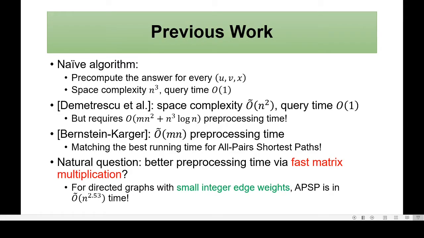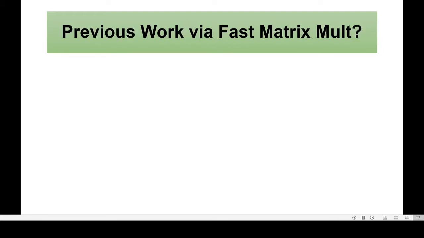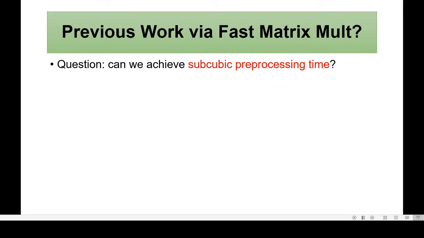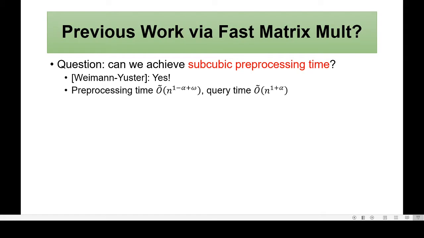However, if we assume the graph has small integer edge weights, then uphill shortest path can be solved in subcubic time by using fast matrix multiplication algorithms. So there is a natural question. Under the same assumption, can we build a DSO also in subcubic time using fast matrix multiplication algorithms? There is some previous work in this direction. The first problem would be, can we achieve subcubic preprocessing time? And this was answered affirmatively by a paper of Weimann and Yuster.